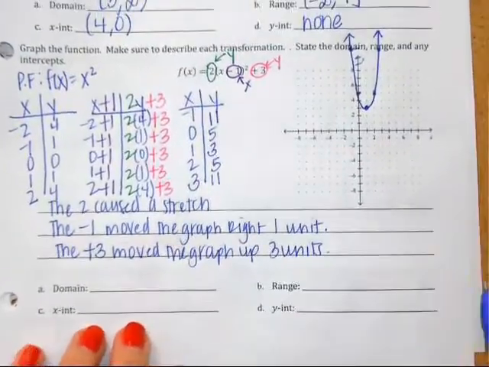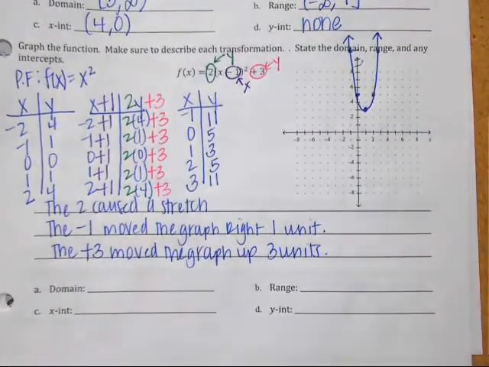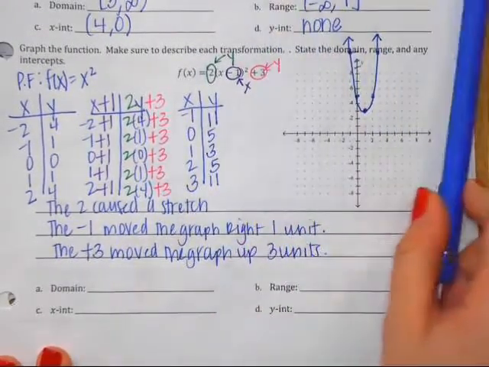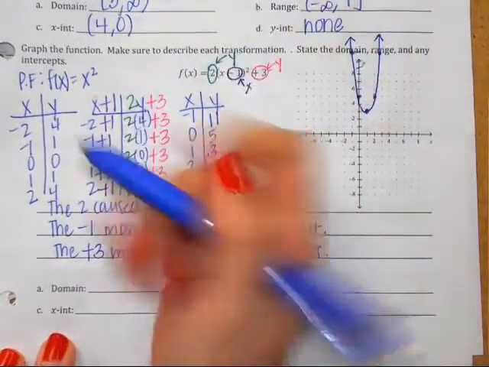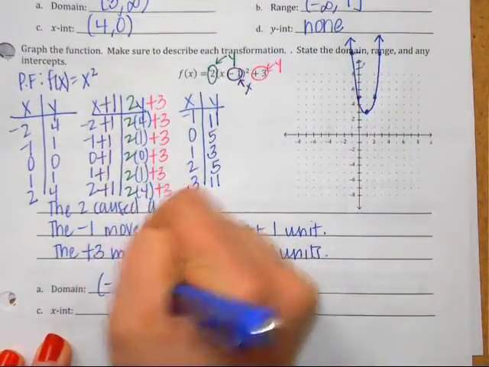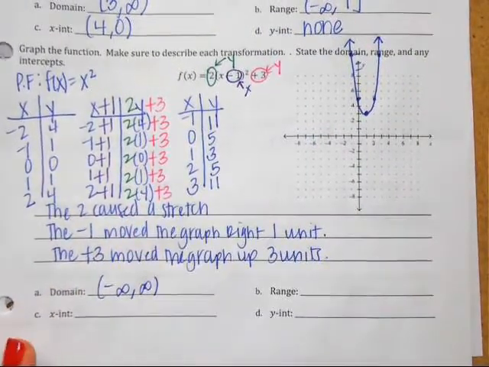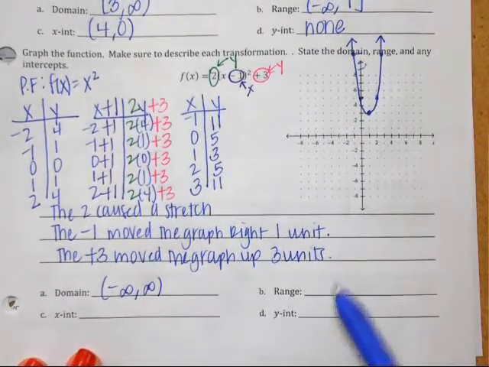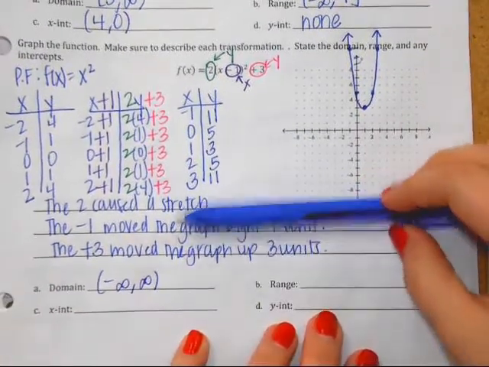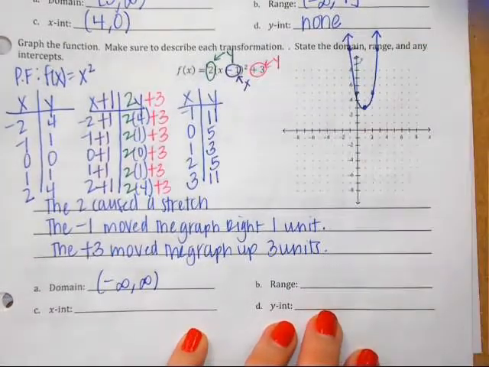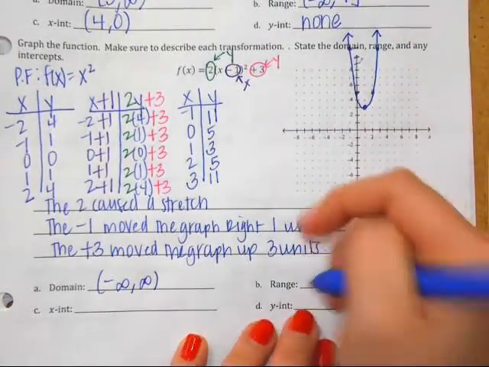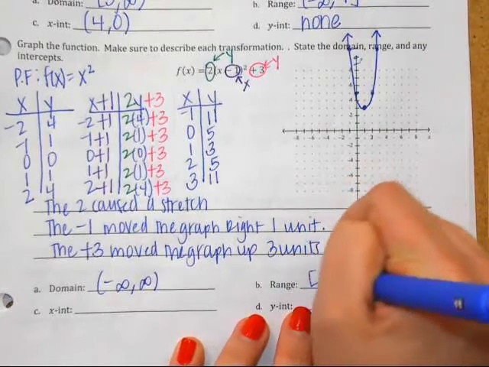Okay, now my domain. It's a polynomial, and we can look at the graph. It goes from arrow to arrow. My domain is all real numbers. Okay, and then my range, bottom to top. So from bottom, the lowest point is at 3, and then it continues on forever and ever. So my range is 3 to infinity.